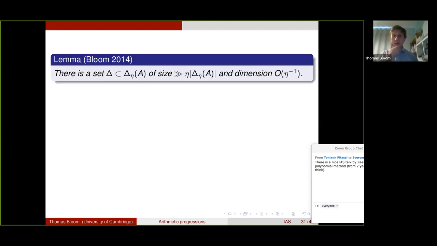The answer is yes. So this is what I proved in 2014. So there is a subset of the spectrum, which is basically, so I've lost a factor of eta in the size, but I've gained a factor of eta in the dimension. So it's size eta times the size of my spectrum overall, but the dimension bound is now eta to the minus 1 rather than eta to the minus 2.